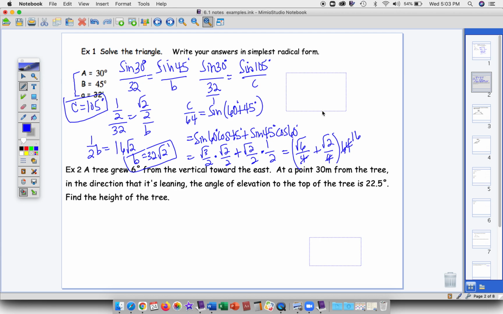So let's see if our answers match up here. Okay, so we've got angle C is 105, B is 32 root 2 feet, and C is 16 times root 6 plus root 2, and that's in feet. Okay, now this is an exception. More often than not, we're going to be working with decimals. So make sure you have your calculator ready. Make sure your mode is in degrees.